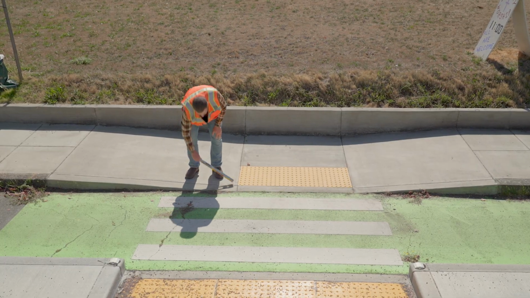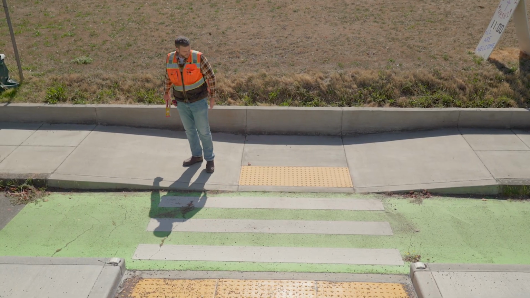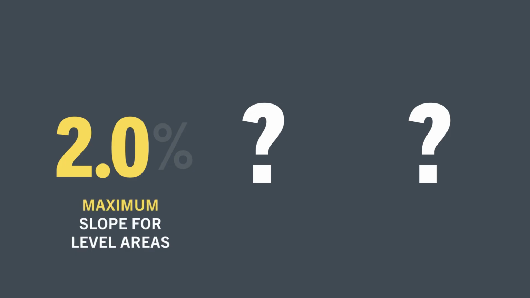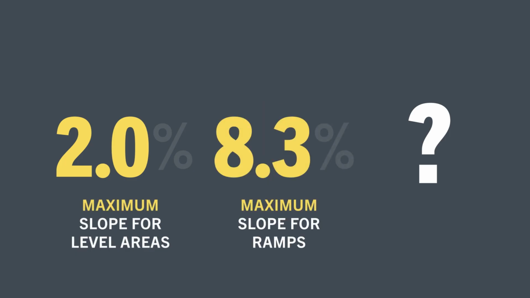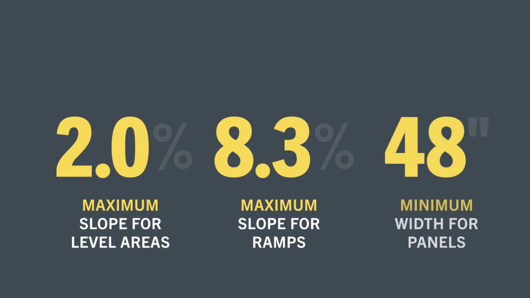So that's how you'll inspect a ramp to ensure it'll pass ADA standards. So again, what are the magic numbers? That's right, 2.0%, the maximum slope for level areas. 8.3%, the maximum slope for ramps. And 48 inches, the minimum width for panels.